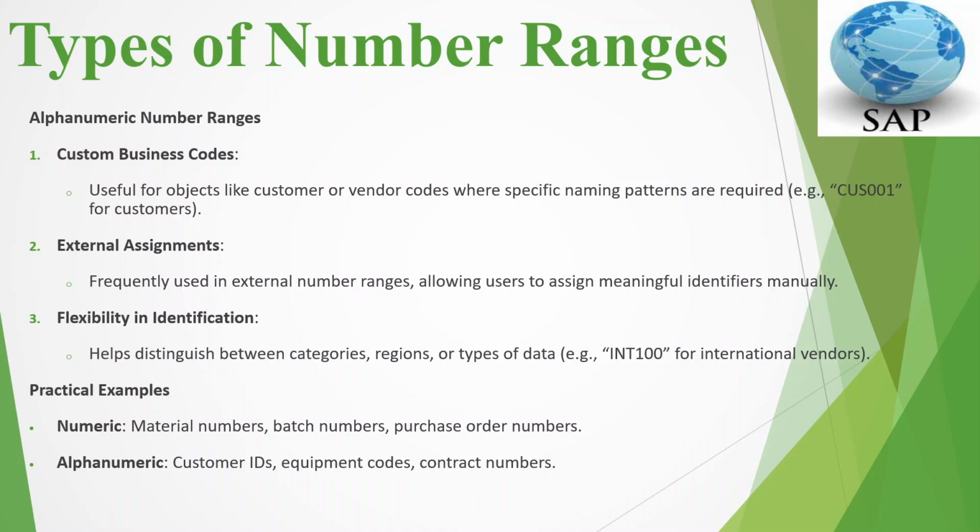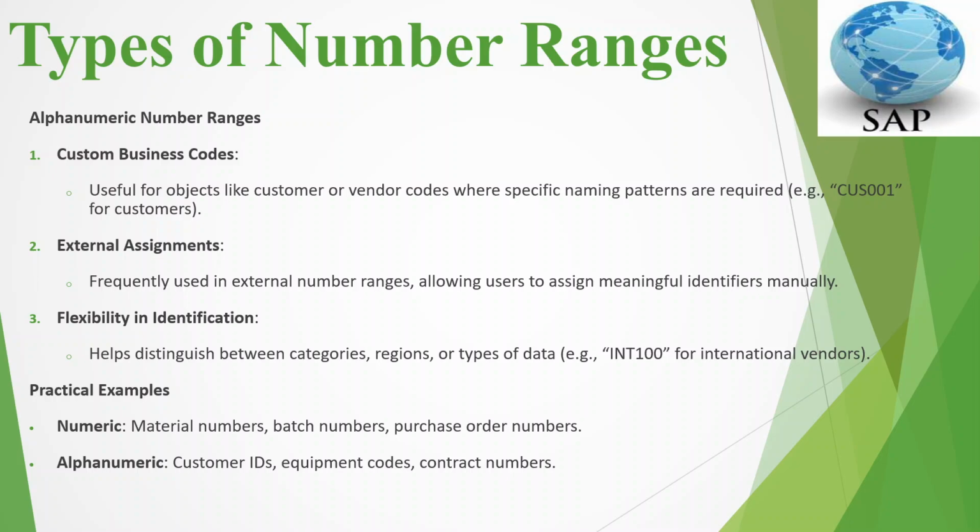alphanumeric number ranges. So it is useful for objects like customers or vendor codes where specific naming patterns are required. For example, CUS001 for customers. For such kind of number requirements or specific naming convention, if you need, then you use alphanumeric number ranges. External assignments. Frequently used in the external number ranges, allowing users to assign meaningful identifiers manually.